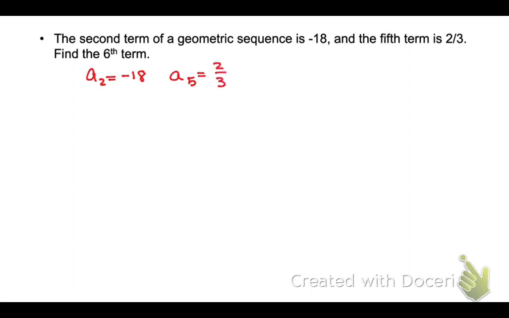So are we going to do this the same way that we did the last one? Yep. So we're going to make a sub 1 negative 18. A sub 5 to a sub 4, just moving back 1, just like when we did the arithmetic. Whatever we move the first one back, you got to move the second one back. Yes? So then a sub n would be 2/3.